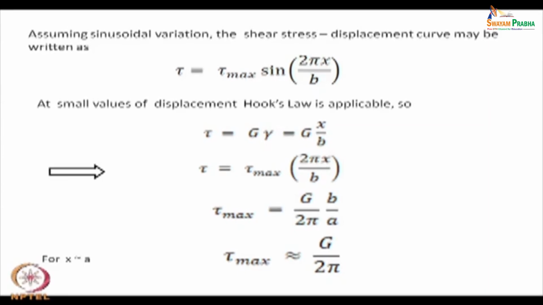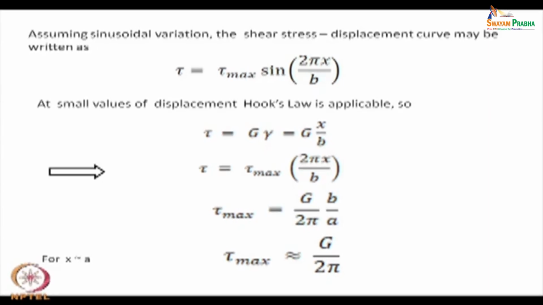Assuming a sinusoidal variation, the shear stress versus displacement curve may be written in this fashion: tau equal to tau max, that is the maximum stress needed, sine of 2 pi x by b. x is the distance at any point, or the total displacement at any stage.